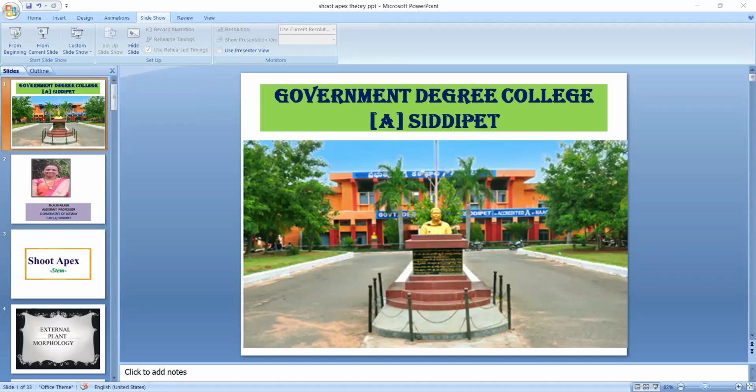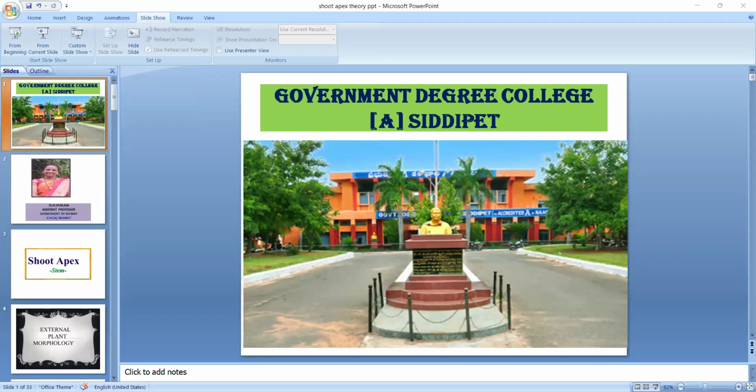Now coming to the shoot apex organization. In different plants, the shoot apex of pteridophytes and gymnosperms is different. What changes do we observe in the shoot apex organization? See here in this diagram, you observe the tunica and corpus. Tunica is the outermost layer.